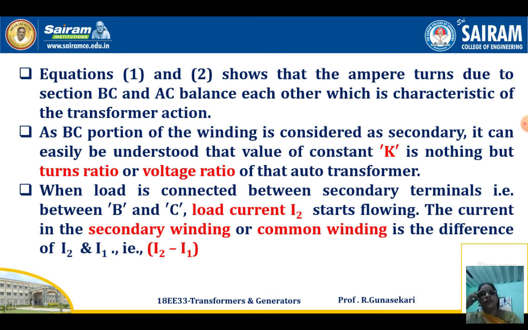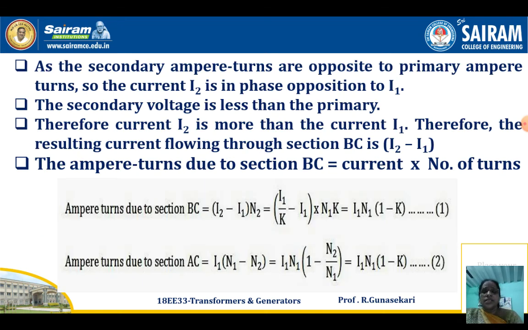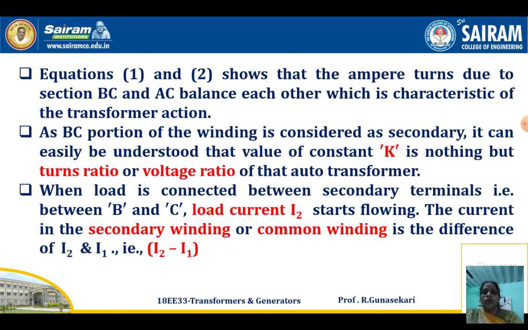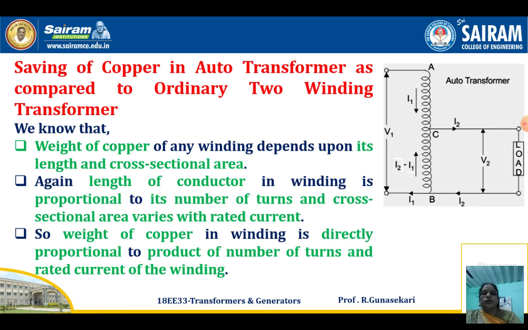So therefore the value of transformation ratio K is nothing but the turns ratio or voltage ratio of the auto transformer also. The ampere turns due to sections BC and AC balance each other, because both have the same voltage and same ampere turns. When the load is connected between the secondary terminals, that is BC, the load current is I2. So therefore the current flowing through BC is I2 minus I1. This is the theory explanation of the transformer.